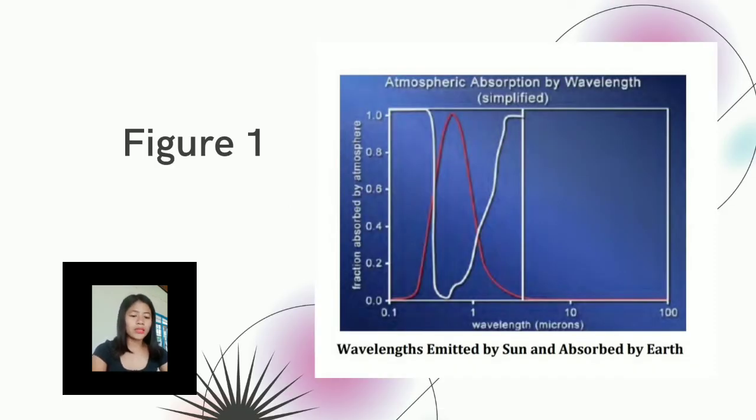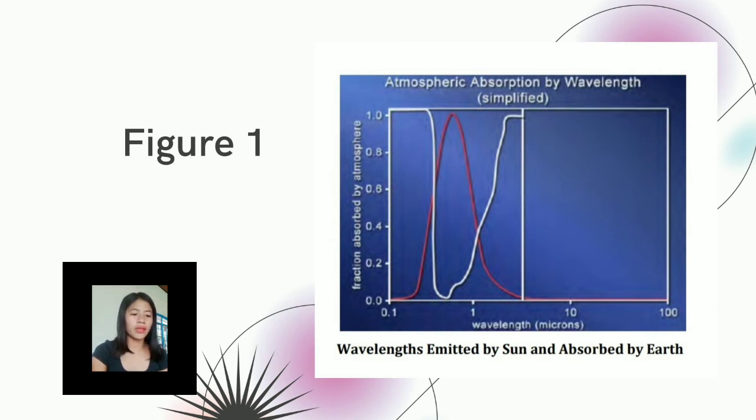So let's move on to energy emission and atmospheric absorption. The figure that I am discussing now is the wavelength emitted by the sun and absorbed by Earth. The figure below shows the proportion of light emitted by the sun, which is the red line, at each wavelength, and the proportion of the radiation absorbed by Earth's atmosphere, which is the white line. So the red line is the light emitted by the sun. The white line is the radiation absorbed by the Earth's atmosphere. The sun emits about half its energy in the UV light and visible light range, and about a quarter of its radiation in the UV and infrared ranges.